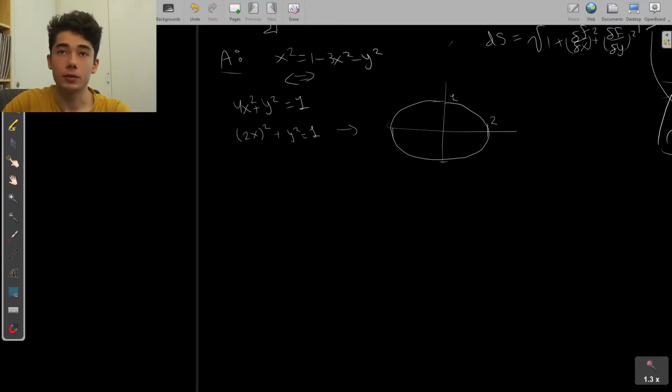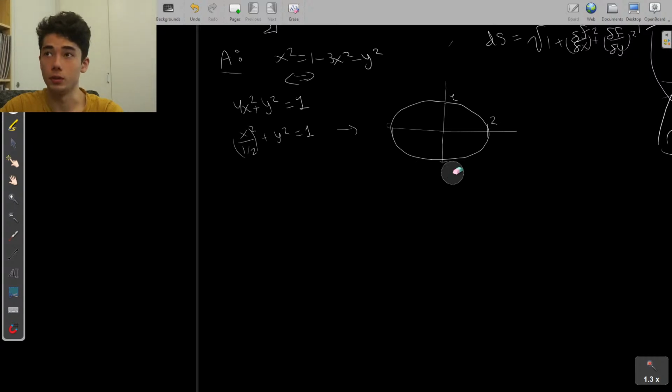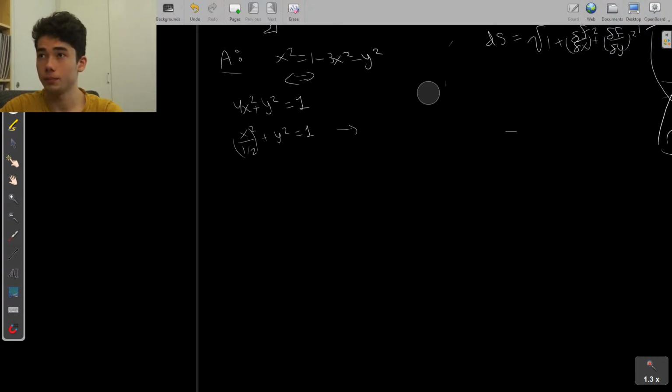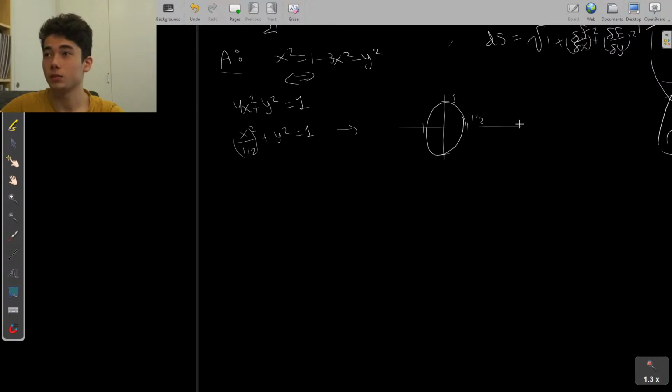Right. Okay, I understand what I did here. So we want to get it on the standard form of the ellipse, right? So I guess you would do it like this. Right, and this would actually be the other way around. Yeah, like a half here and then 1 here. I think something like this.